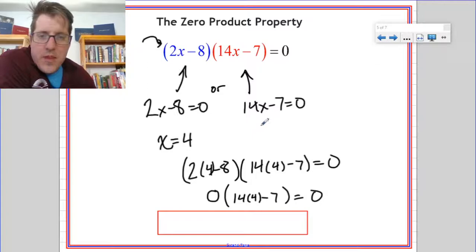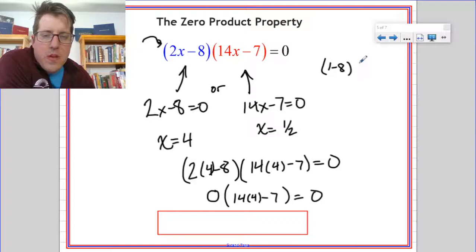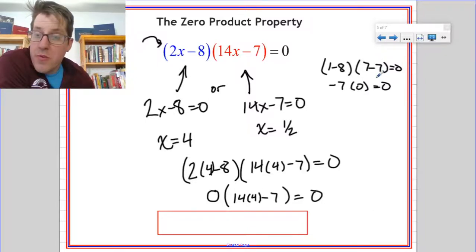Alternatively, if I solve this, I get x equals 1/2. That would give me 1 minus 8 times 7 minus 7. That's negative 7 times 0. That equals 0. So the zero product property tells me that if I have two things multiplied together, they will equal 0 if either the left part equals 0 or the right part equals 0. Let's see how that helps us with factoring.